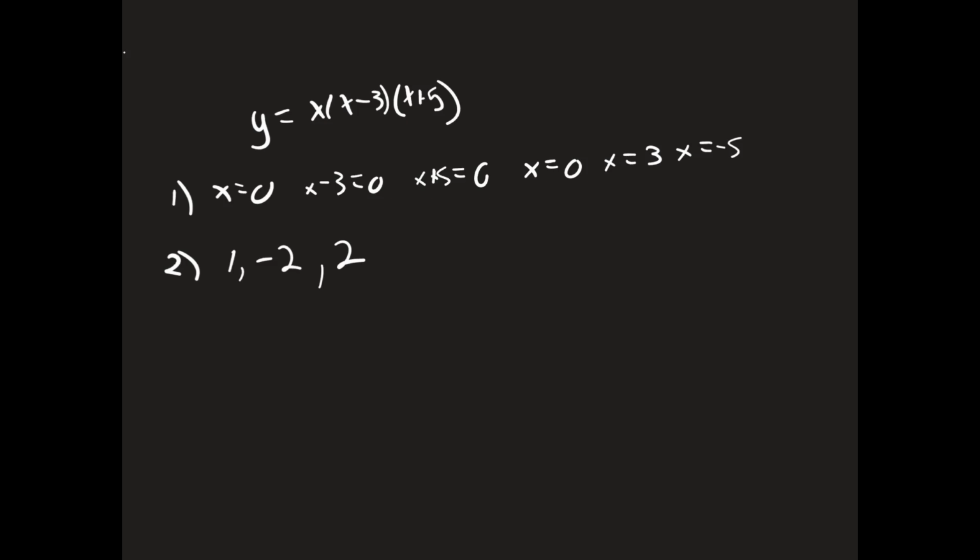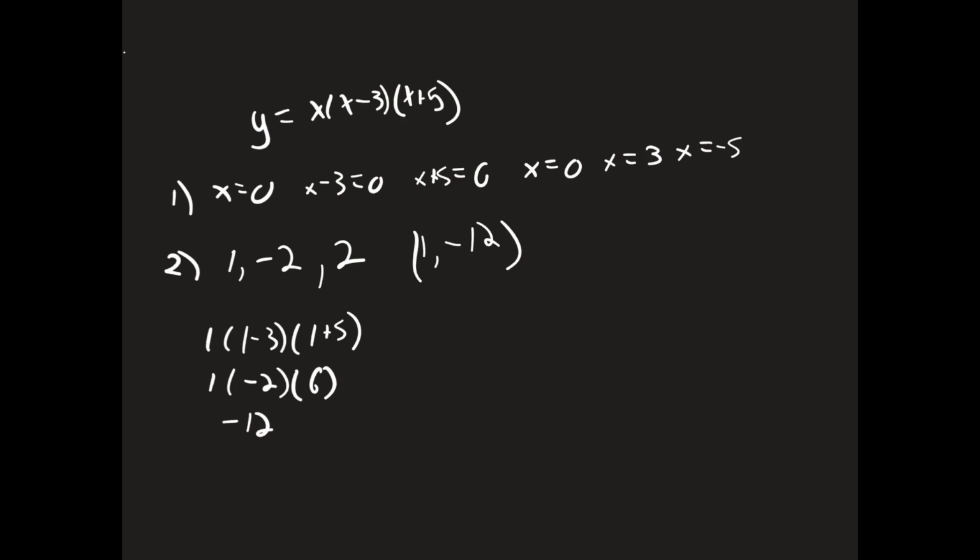So we're going to plug that into our equation. So I have 1 times 1 minus 3 times 1 plus 5, right? So that gives me 1, negative 2 times 6. And then I'm going to do the same thing as we continue. So that gives me a total of negative 12. So I have 1, negative 12.